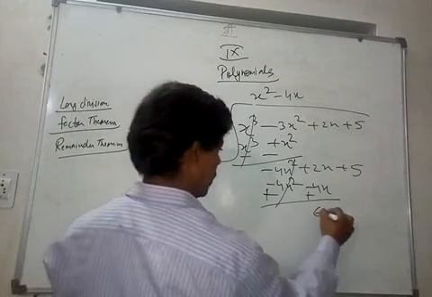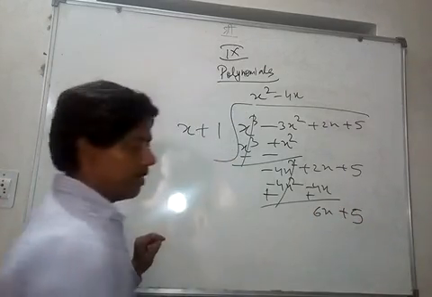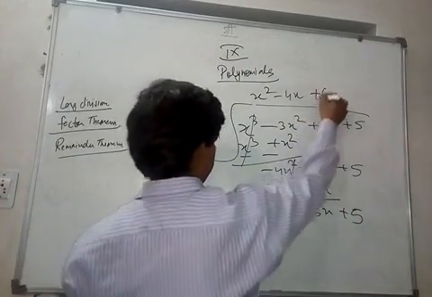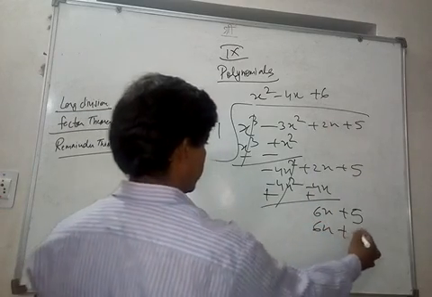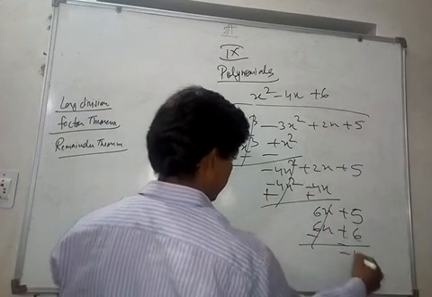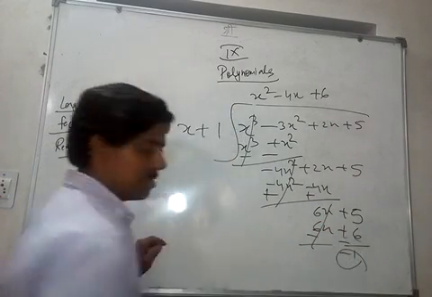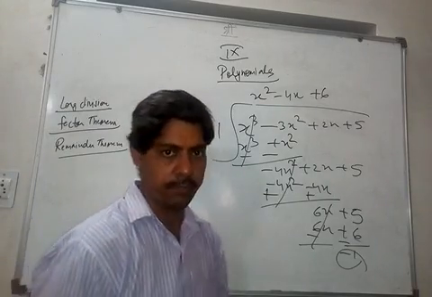So 6x plus 5. Now we can multiply by 6 so that this gets cancelled out. 6x plus 6, minus minus. So you get minus 1. This concept is called long division.